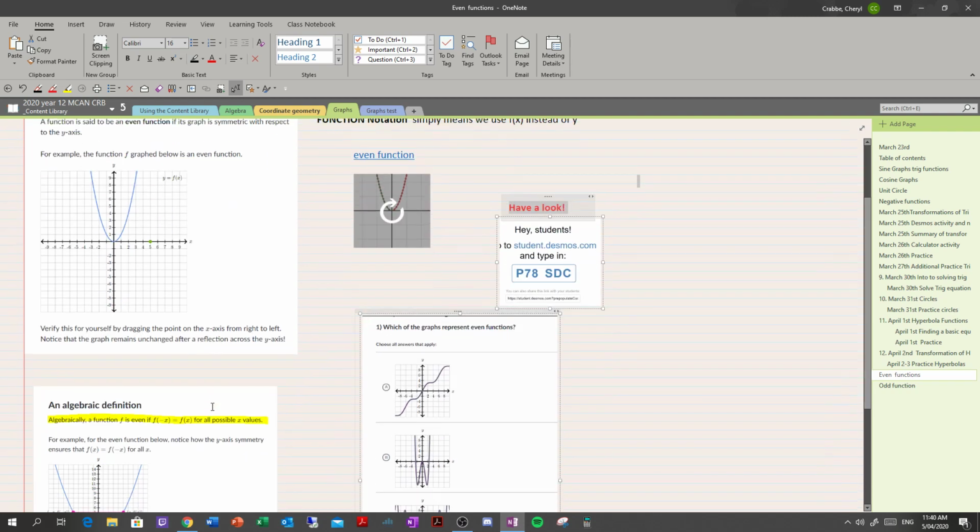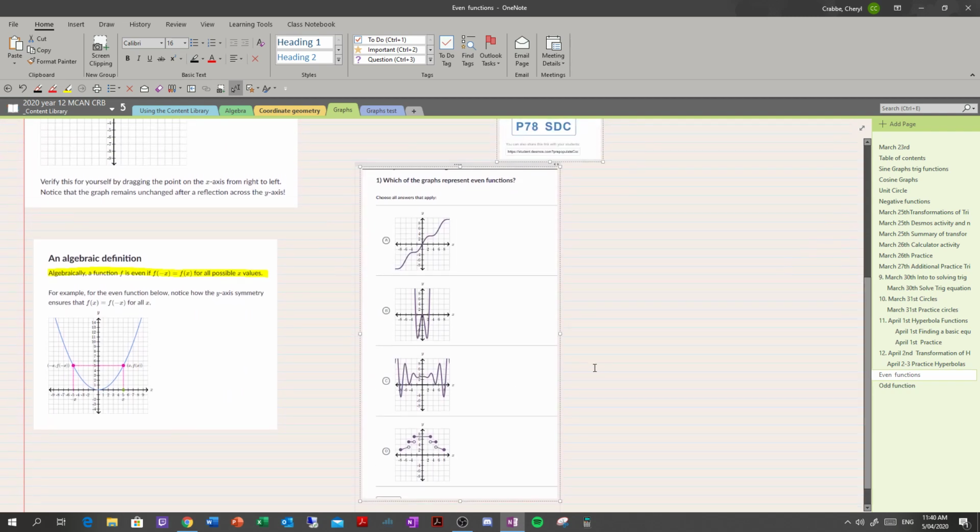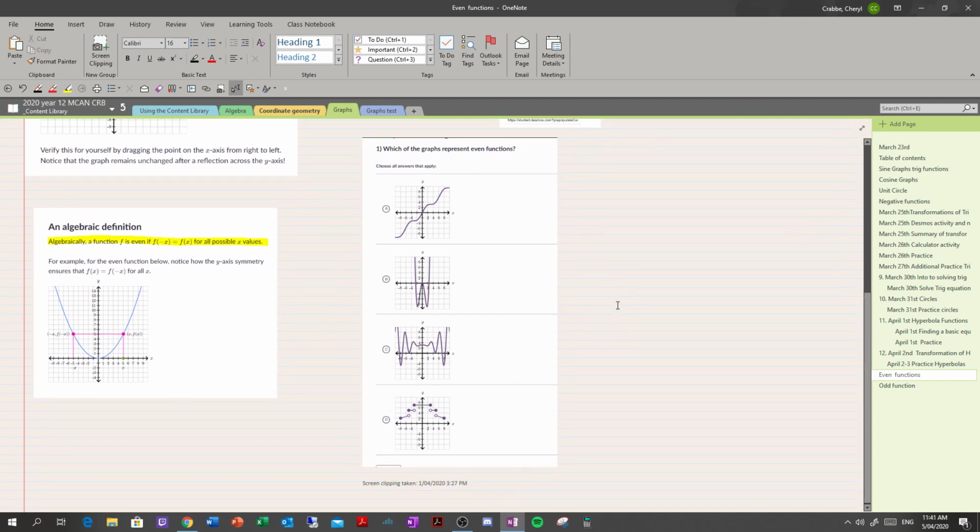There's a graph here, a graphic, where basically this is the kind of thing that you would be asked: which of these graphs represents an even function? And you should be able to sort of visualize which one of these you think would flip around the y-axis and map back onto itself. So basically, this one, no. This one looks like it will. This one is symmetrical about the y-axis, and this is in fact symmetrical about the y-axis. So those three are even functions.